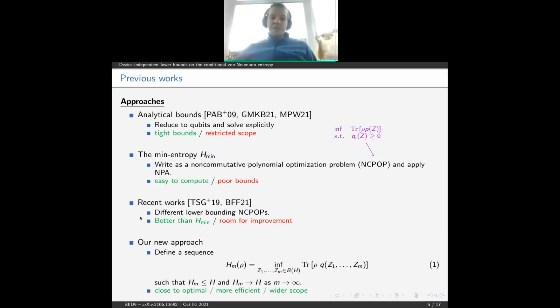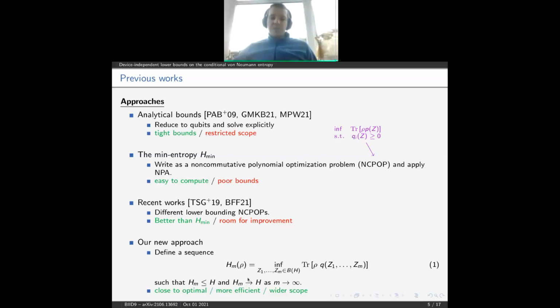And in this work, we're going to try and really extend this approach further and try and get something that we can show is able to recover these tight bounds and improves a lot even on these more recent numerical techniques. So again, we're going to look for this general numerical approach of deriving these polynomial optimization problems. In particular, what we define is a sequence of quantities, we call them H_m here, that look like this, such that each of these quantities is a lower bound on the conditional von Neumann entropy.